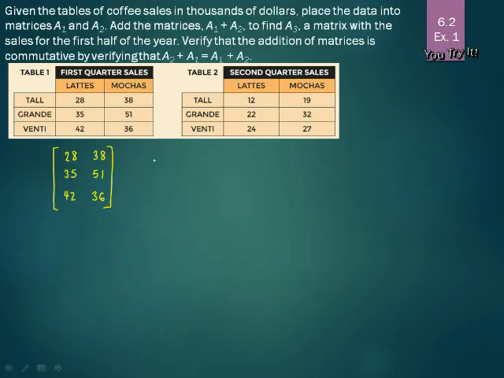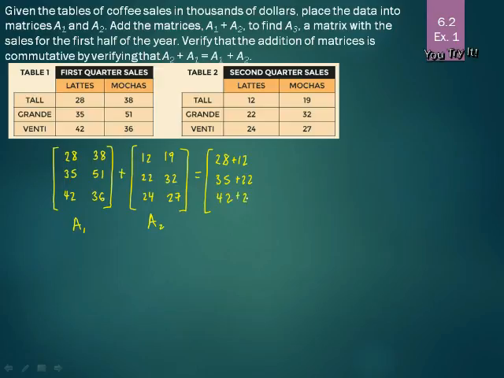And then similarly with A sub 2. If we're going to be adding these, I'll just go ahead and put them in order here. This would be A sub 1, and then we'll put A sub 2, again in the same order, 12, 22, 24, and so on. Then we can just add together the corresponding entries. The first one would be 28 plus 12, and then 35 plus 22, 42 plus 24, and so on. Notice I'm just taking each corresponding entry.